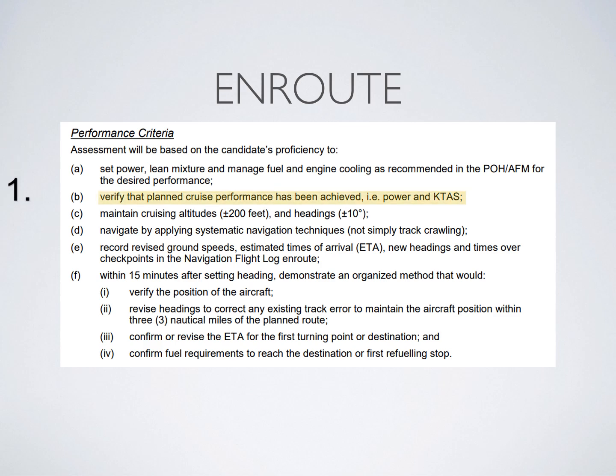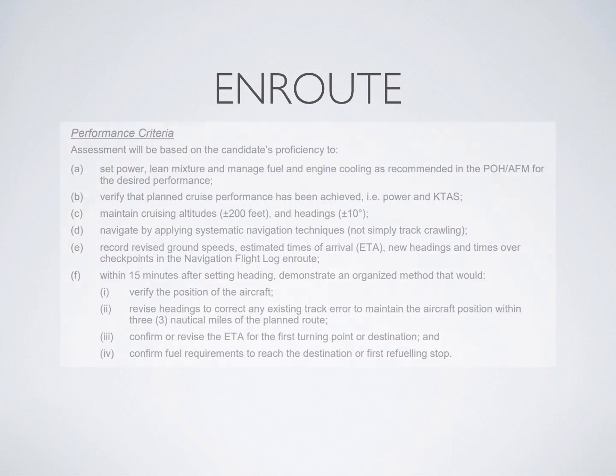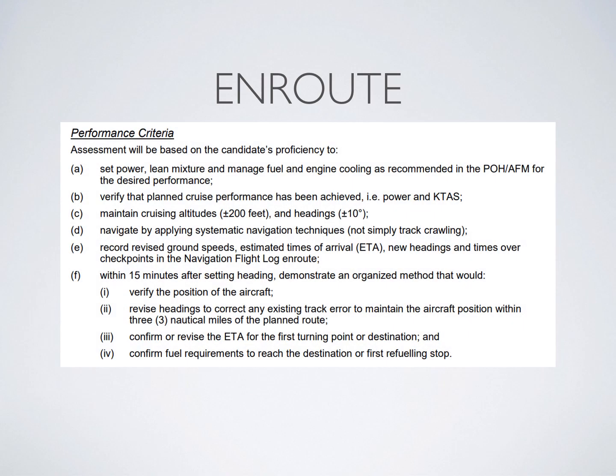1 is to confirm that your aircraft has achieved its cruise performance that you planned for. 2 is that you figure out where you are in your track and you revise any headings as appropriate. And 3, you give me an updated ETA with the potential fuel burn and what our remaining fuel is in endurance. For point number 1, you're showing the examiner how you set up the airplane for the cruise performance that you had planned for in your flight plan.